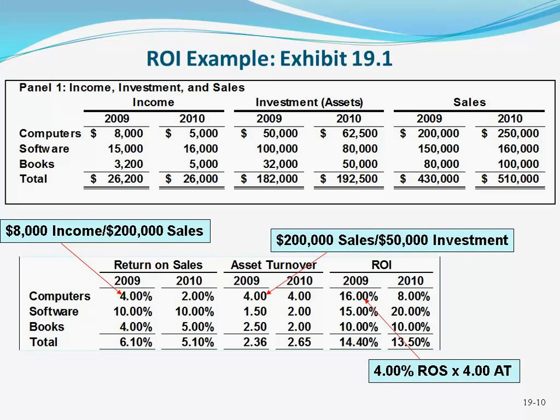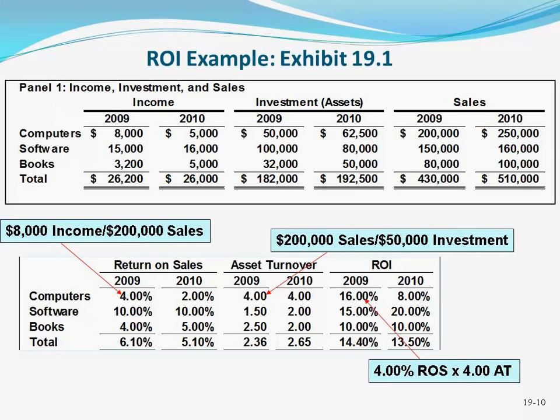The asset turnover for 2009 for computers is 4, which is the ratio of sales, 200,000, divided by the investment base, which is 50,000. That gives you 4. And that is called the asset turnover. How many times presumably the asset has to turn over to produce sales of 200,000. So it's 200,000 divided by 50,000 is 4.